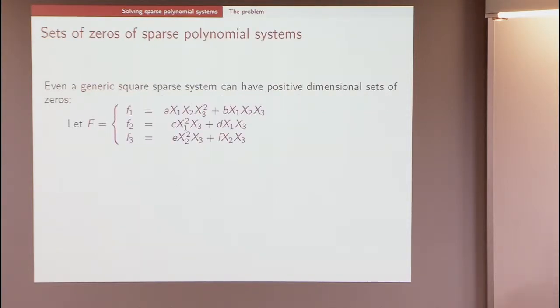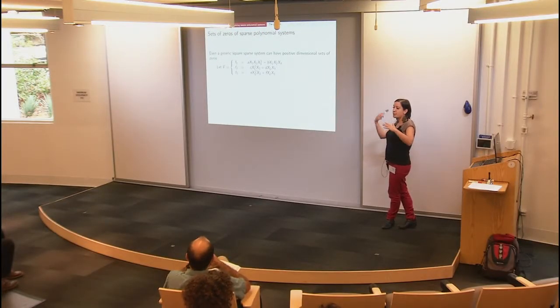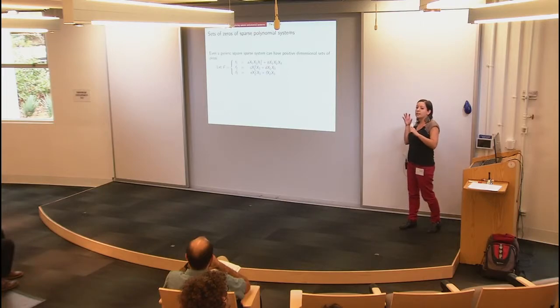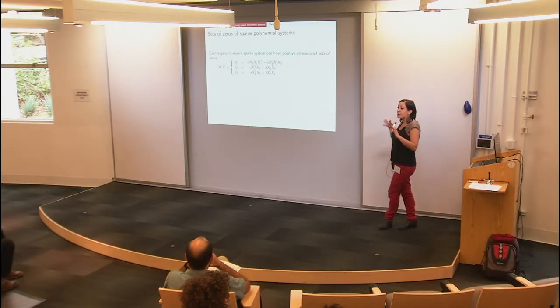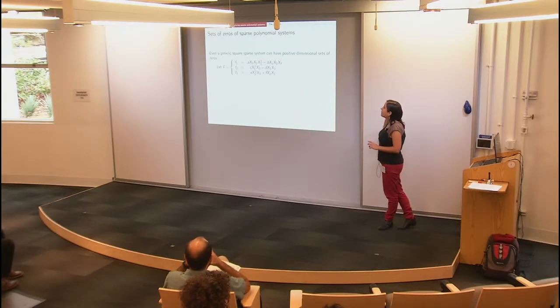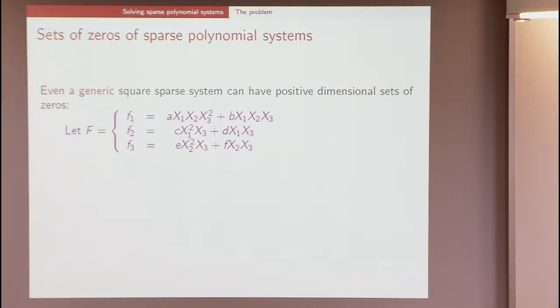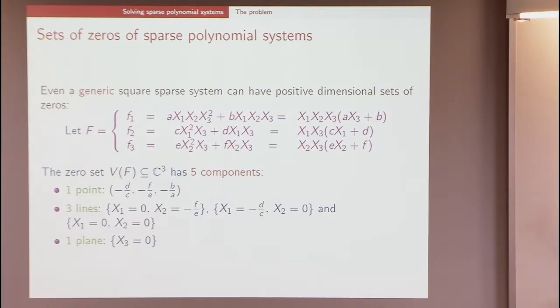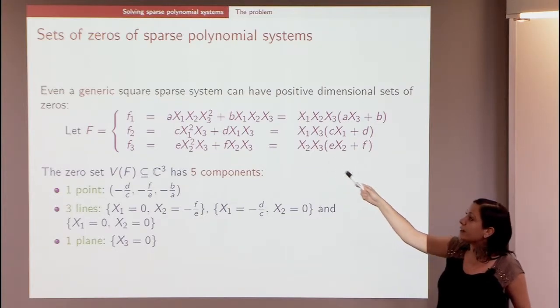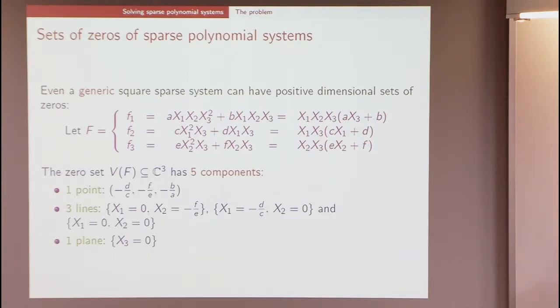Something to be said before I start: a difference between the generic square sparse case and the generic square dense case is that if we have as many polynomials as variables, with fixed degrees, and every possible monomial that can appear has a generic coefficient, then the common set of zeros is finite. But if we fix the monomials that can appear, then we can have components of positive dimension. For example, with this system here, if we factor the system, looking at which of these variables can be made zero, we obtain 5 irreducible components, and only one of them is a point.